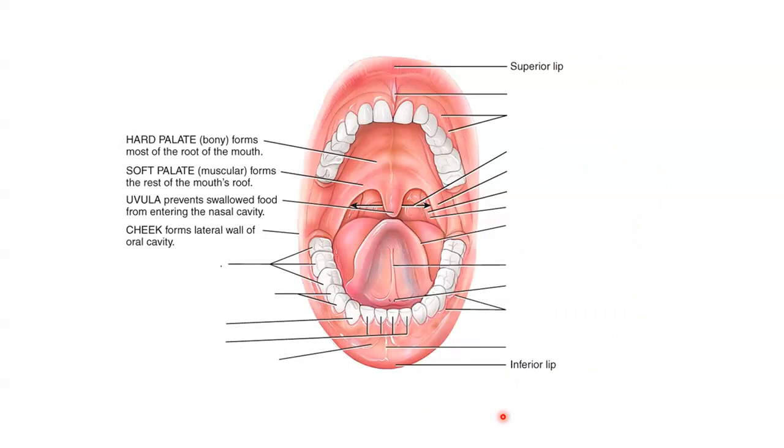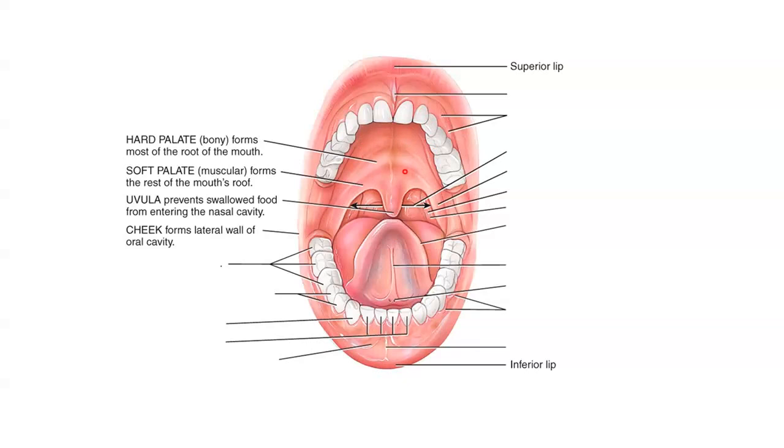Now, there's lots of arrows and lots of things to look at here, but there are only a few that I really wanted you to be worried about. Hopefully, we all know what our cheeks are, but our cheeks are these lateral walls of the mouth here. We have our superior and our inferior lips, which fall in that anterior portion of our mouth. We have the hard palate, which is that bony anterior portion of the roof of your mouth.